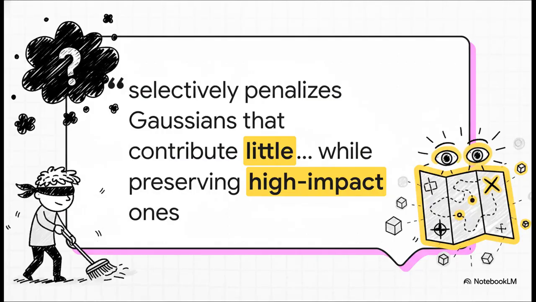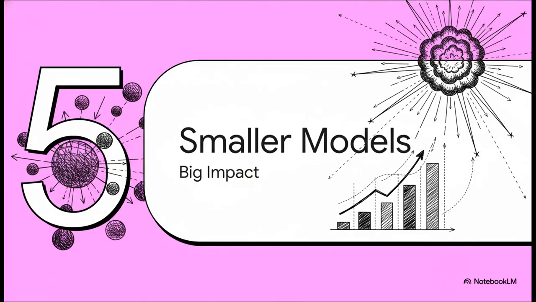The researchers really put it perfectly in their paper. They said this method selectively penalizes Gaussians that contribute little while preserving high-impact ones. It's the difference between trying to clean a messy room with a blindfold on and having a detailed map pointing to every single piece of trash. Okay, so all this talk about precision and smart pruning sounds great in theory, but does it actually pay off? Well, as you're about to see, the results aren't just good, they're staggering.